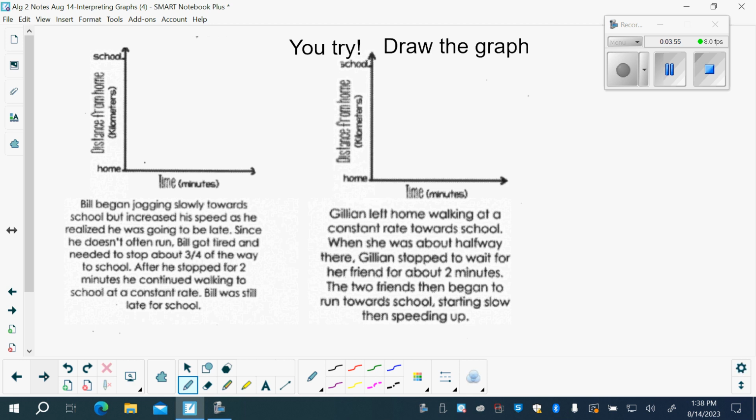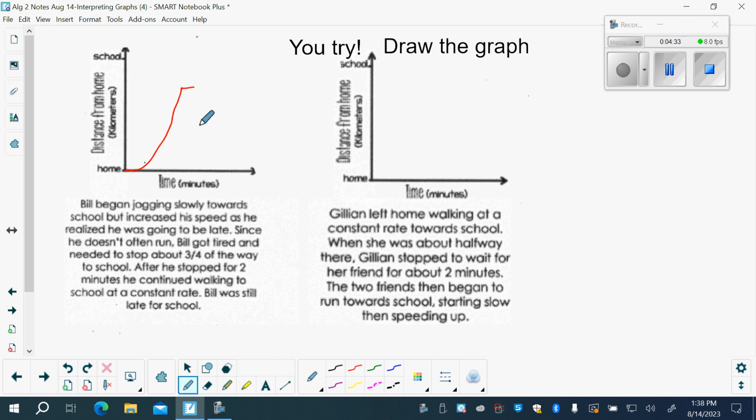Yes, so if this is the school, so 3/4 of the way, here's half, 3/4 is going to be about right up here. So we start slowly but increase his speed as he realized he was going to be late. And then it said, since he doesn't often run, Bill got tired and needed to stop for 2 minutes. So how do we show the stopping for 2 minutes? Yeah, just a straight line, and is it a big straight line? Is it long? No, it's pretty short because it's only 2 minutes.